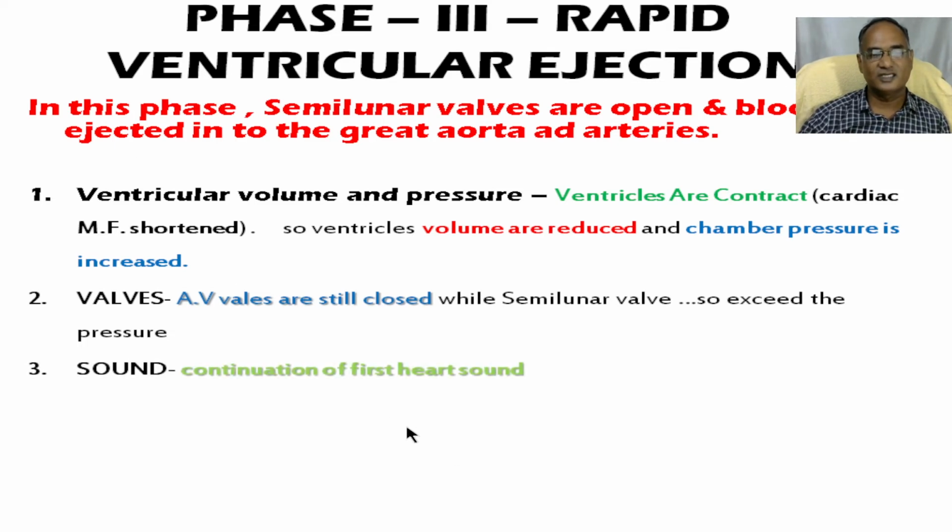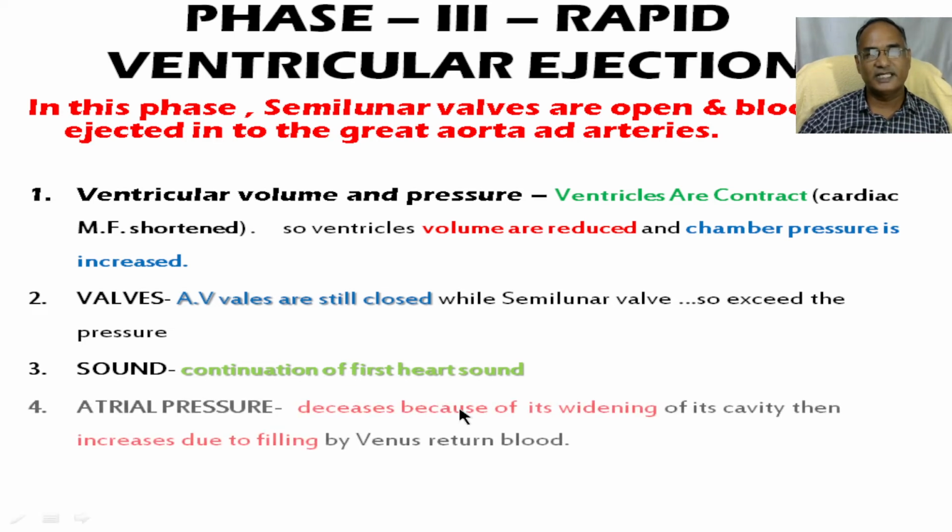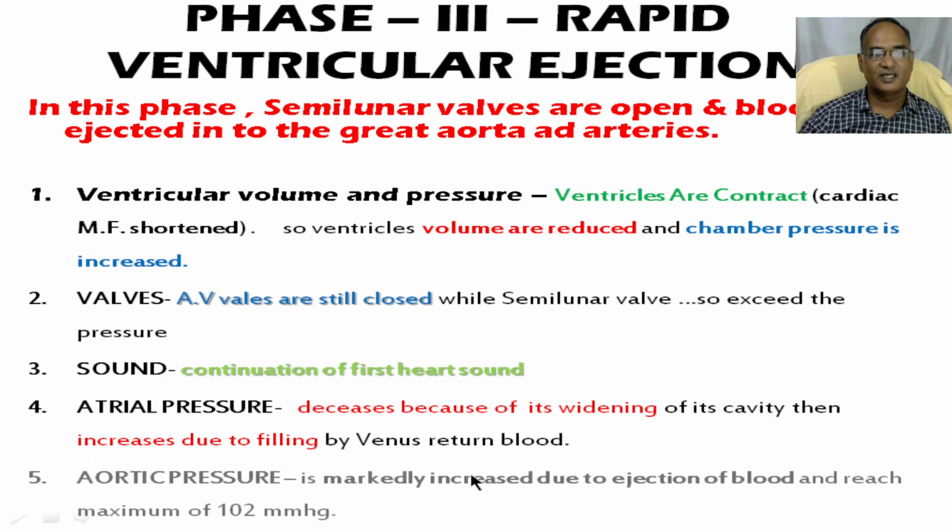In this phase, there is a continuation of the first heart sound, and the atrial pressure decreases because of the widening of its cavity, and then increases due to filling of blood. The aortic pressure markedly increases due to ejection of blood from the left and right ventricles. It will be around 100 mmHg. This is about the second phase. So the second phase is very simple.